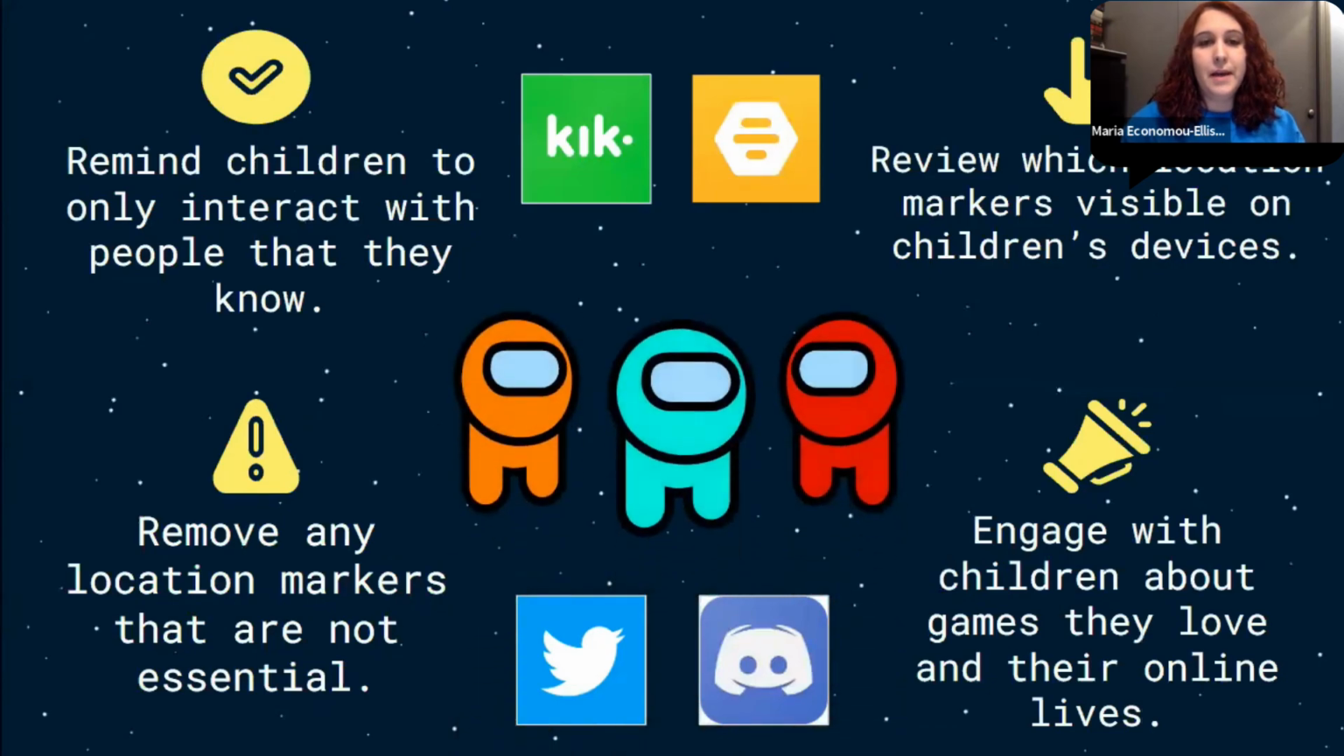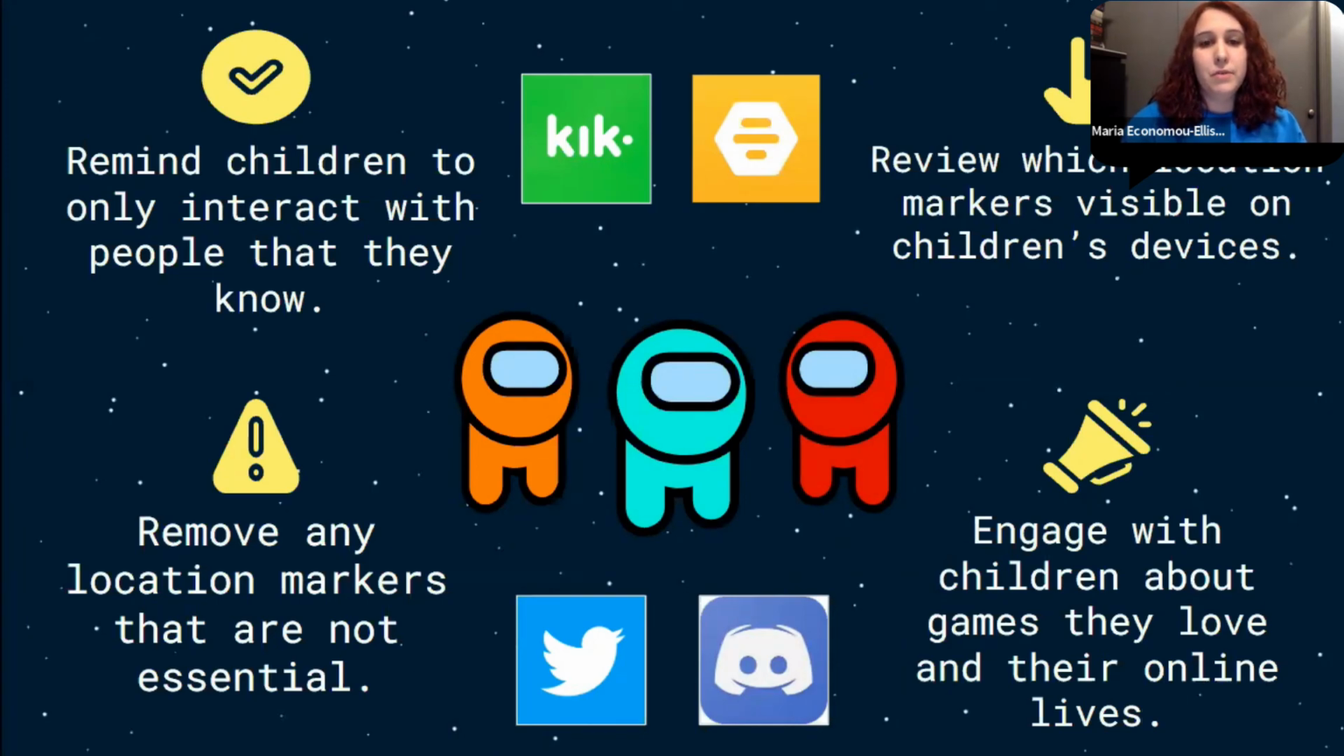As you can see here, we have some apps that are commonly used, such as Kik, a messaging app, Bumble, which is a dating app used for dating and making connections, Twitter, and Discord, which is the platform we saw in some of the last videos. An important tip here is to remind children to interact only with people they know. It's important to reiterate people that they know in the real world and that they trust, and for them not to give out any identifying information to anybody they don't know.